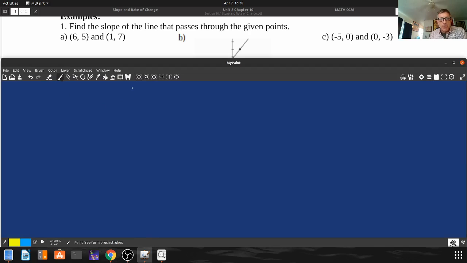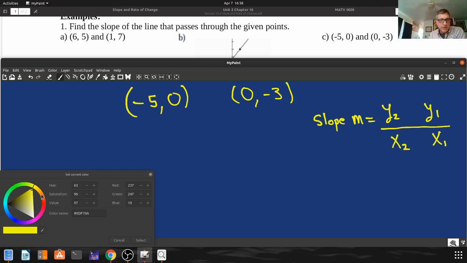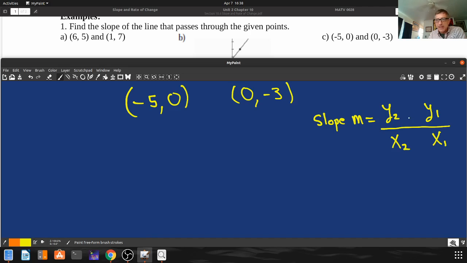We're given again 2 points, minus 5 and 0, and 0 and minus 3. And here for the last time, I'm going to write the equation for the slope, but I'm going to do something just a little bit different. The slope m is equal to... and what I want to do is write in the negative.